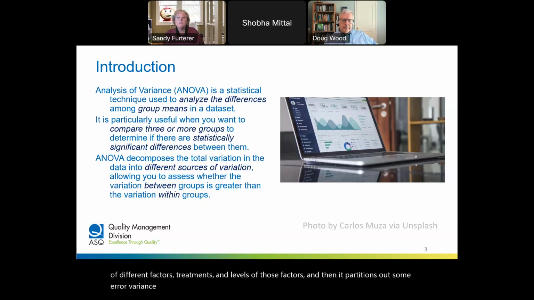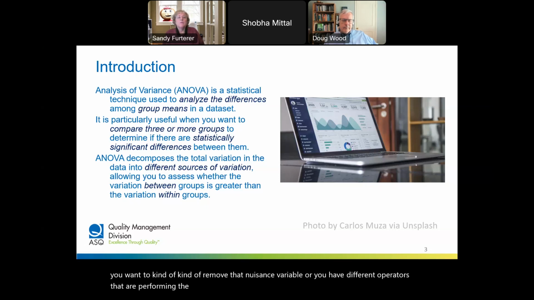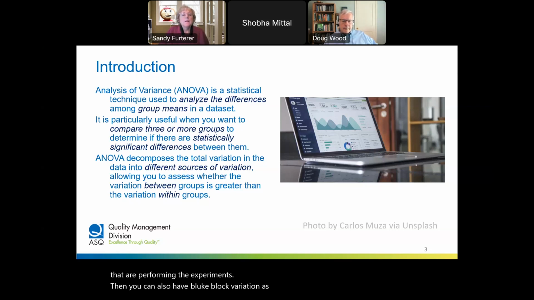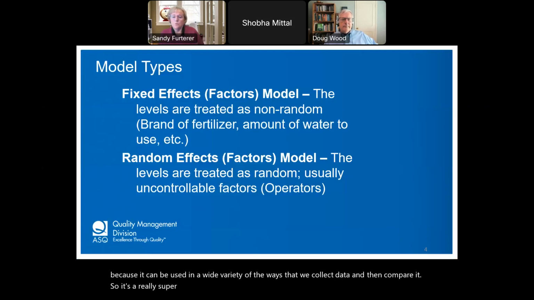And sometimes if you block, where you say you have different machines and you want to remove that nuisance variable, or you have different operators that are performing the experiments, then you can also have block variation as well. Analysis of variance is very useful because it can be used in a wide variety of ways that we collect data and then compare it. So it's a really super robust tool.